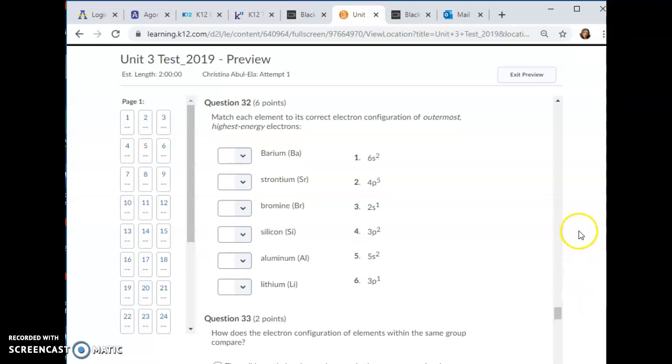Question 32. We want to match each element to its correct electron configuration of outermost highest energy electrons. We have barium, strontium, bromine, silicon, aluminum, lithium, matching up to 6s2, 4p5, 2s1, 3p2, 5s2, 3p1.